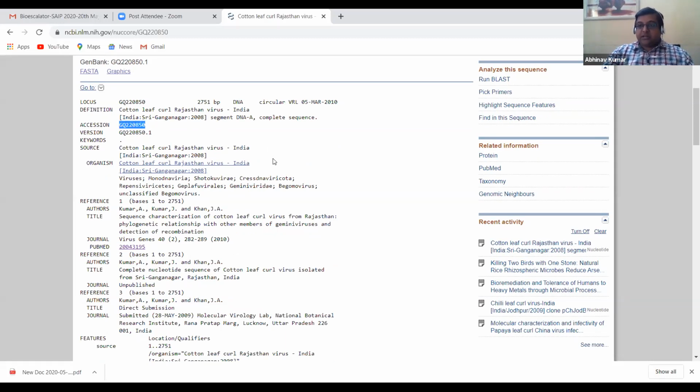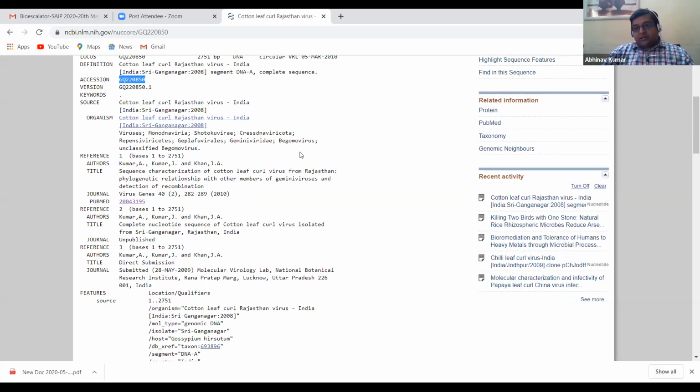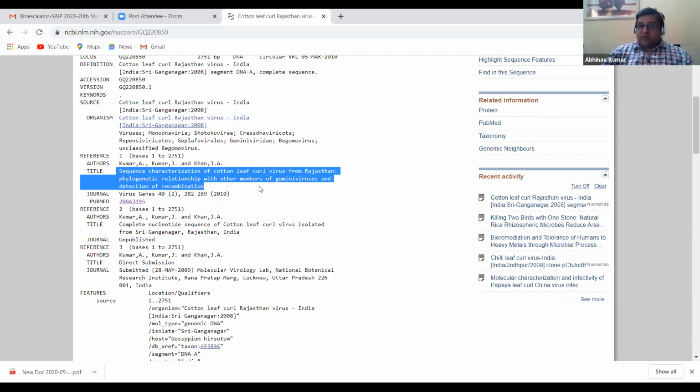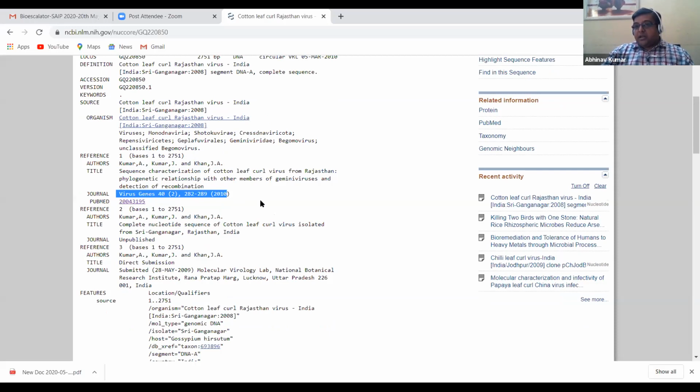You can say that virtually it is immortal. And the organism, if it is a stretch of an organism, that information you can take, that this is a virus, this is the Geminiviridae family, Begomovirus. And if some paper is published by analyzing that sequence, the information will automatically come out, and the journal name, everything, you can take from that sequence itself.